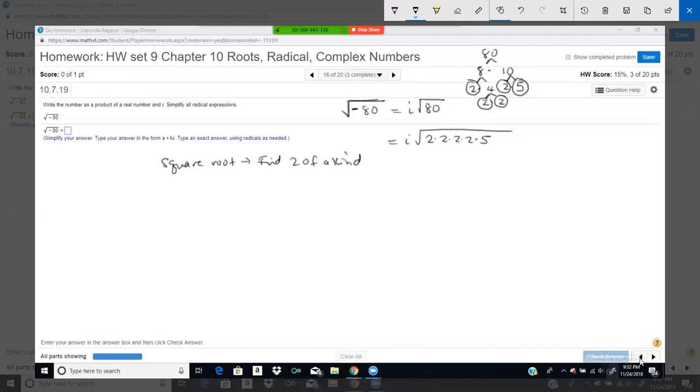That will create a perfect square. Cube root, you find 3 of a kind. That creates a perfect cube. And the fourth root, find 4 of a kind. That creates a perfect fourth root, etc.